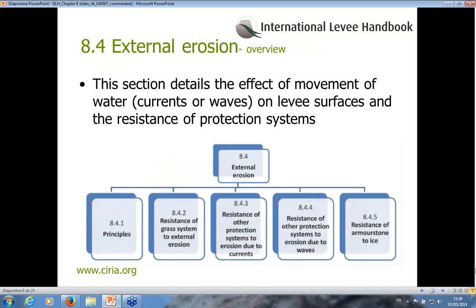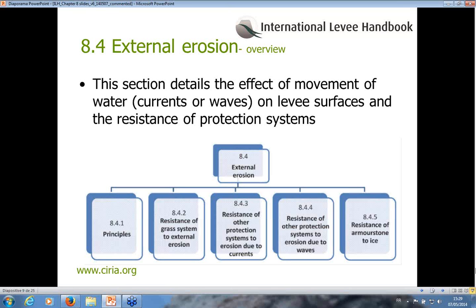Then, in the external erosion subsection 8.4, methods for assessing the effect of currents and waves on the levee structure are described, and limited guidance measures to protect against those effects are provided. Indeed, levees' integrity and long-term stability depend on the external hydraulic interaction between structures and the various hydraulic loadings described previously in subsection 8.2.